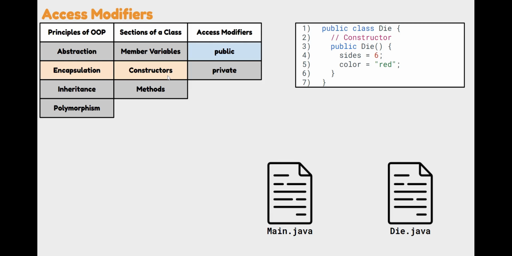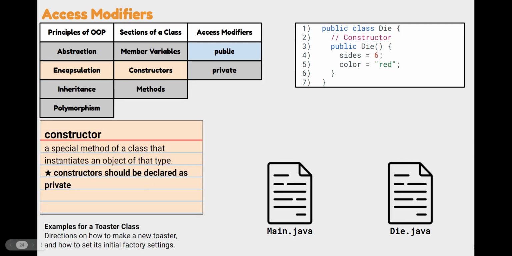Going on to our next section of the class, we have our constructor. The definition of a constructor: a special method of a class that instantiates an object of that type. In our example on the top right, you can see that we have one constructor that takes no parameters. It will assign the number 6 to the variable sides, and it will assign the string value of red to the variable color. Our constructor is declared as public.